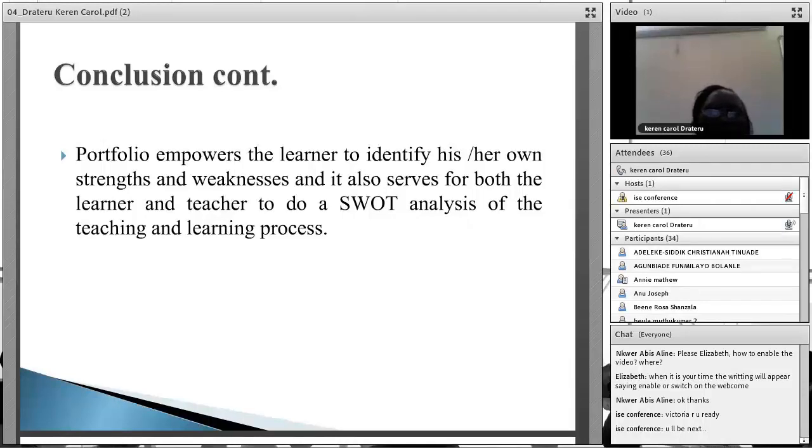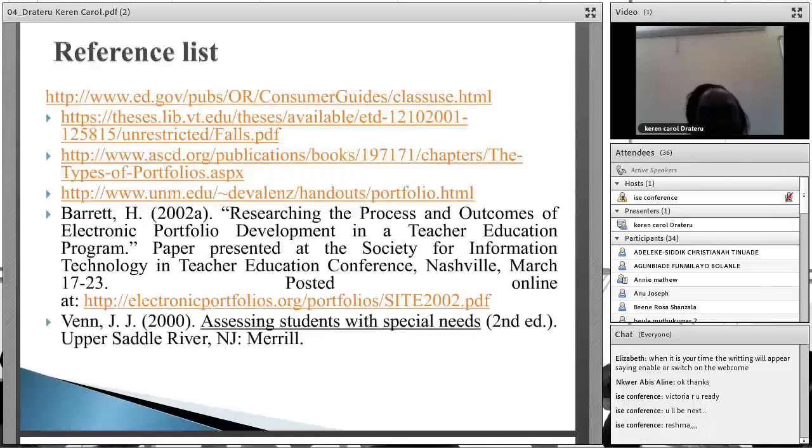Portfolio empowers the learner to identify his or her own strengths and weaknesses. And it also serves for both the learner and the teacher to do a SWOT analysis of the teaching and learning process. SWOT, that is the strengths, weaknesses, opportunities, and threats.